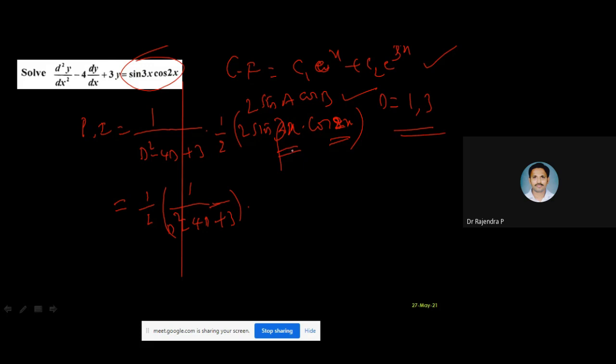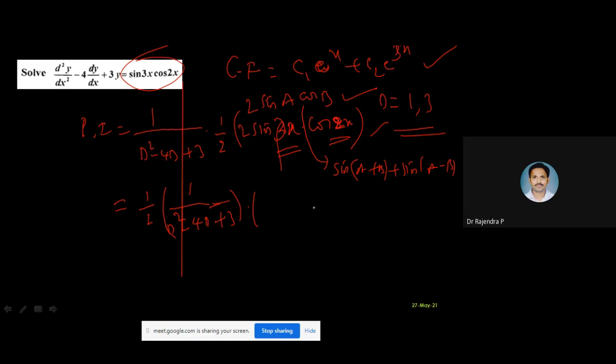The 2 sin A cos B formula is sin(A+B) plus sin(A−B). Just check it. Yes. Anyway, until now I have not applied that. If I now apply this 2 sin A cos B formula, as I told you, the formula is sin(A+B) plus sin(A−B). That is the formula. So if I do the same thing for these values, what will I get?